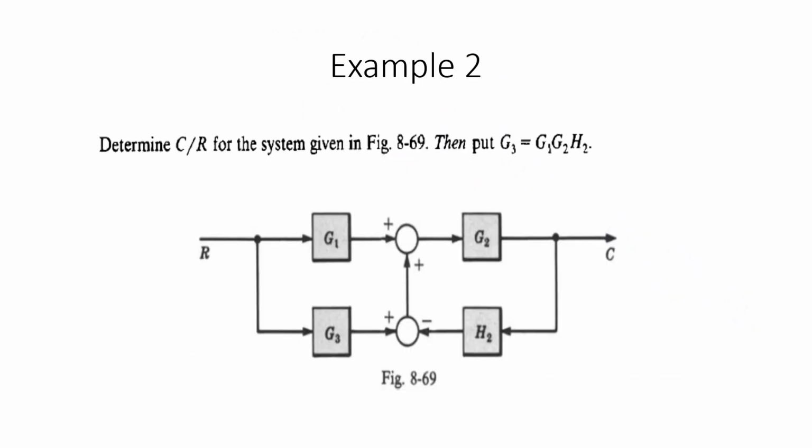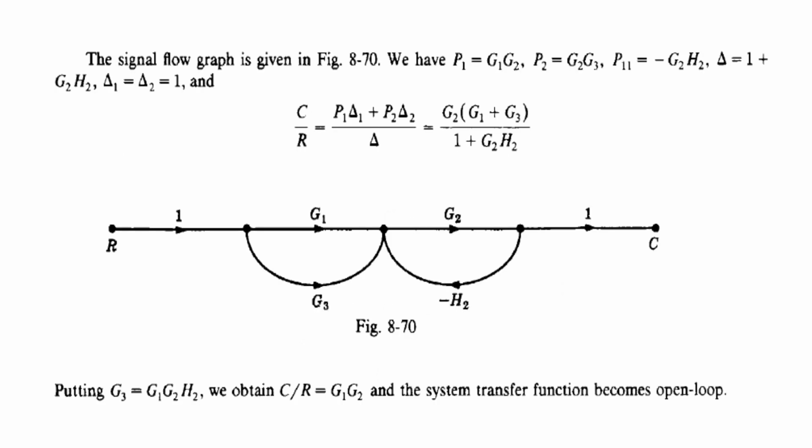So similarly, let's take another example. Here also we are trying to determine the transfer function for this given block diagram. We have one input R and an output C, right? Now you need to write the signal flow graph representation for this. Since this is a simple block diagram, we are able to get one simple signal flow graph like this.